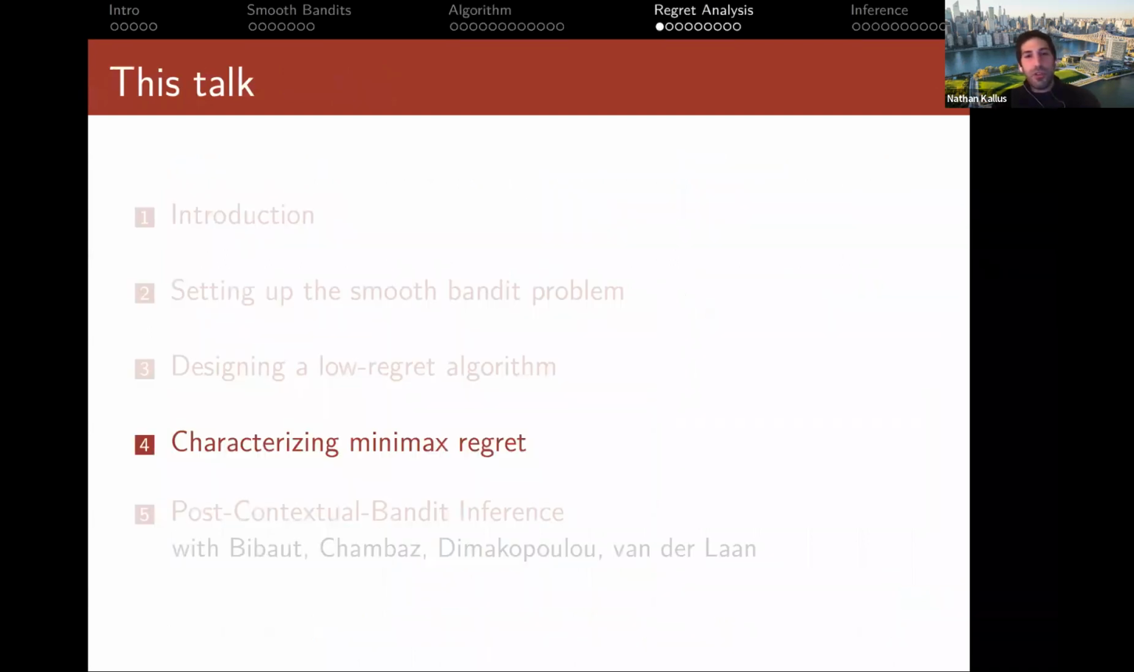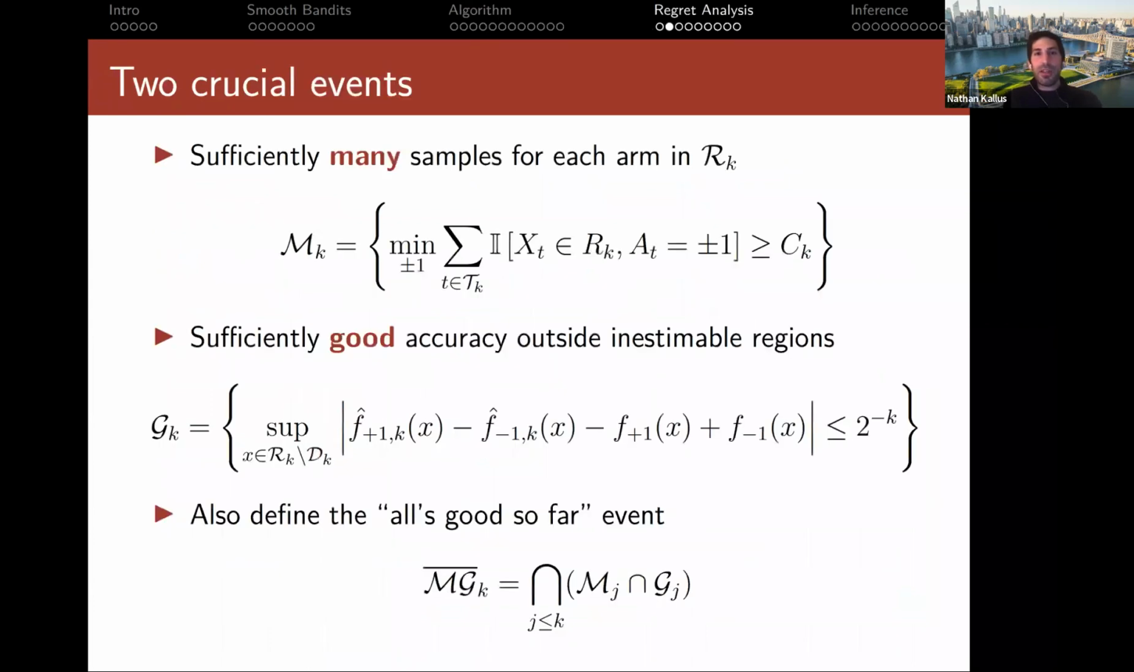Okay, so now what I want to do is go through and give you a sense of the argument for bounding the regret of this algorithm. To do that, we're going to think about 2 important events that happen. One event is the event MK, M for many, which says that in epoch K, we have collected enough data on each arm in the randomization region. This is going to be pretty easy to guarantee because we designed the randomization regions. We're just saying enough X's fell into the randomization region, and we pull A to be +1 or -1 with enough probability, so we can guarantee that we have enough draws from each arm in epoch K.